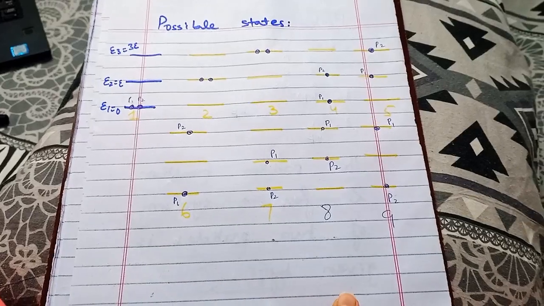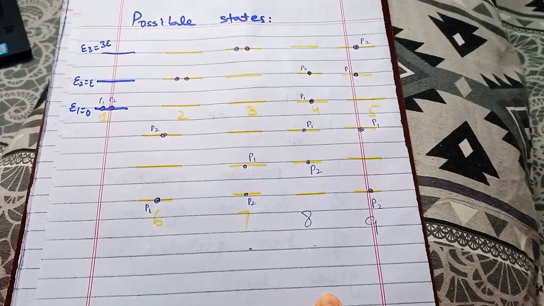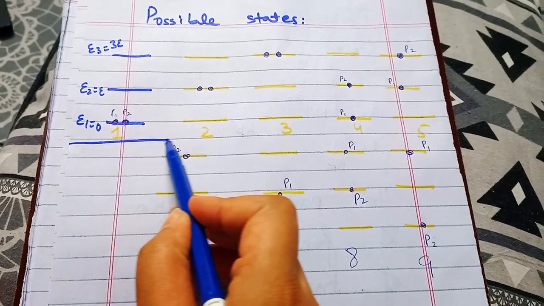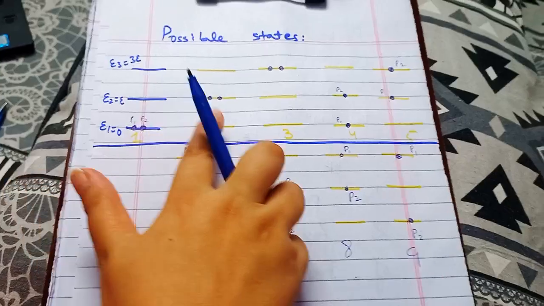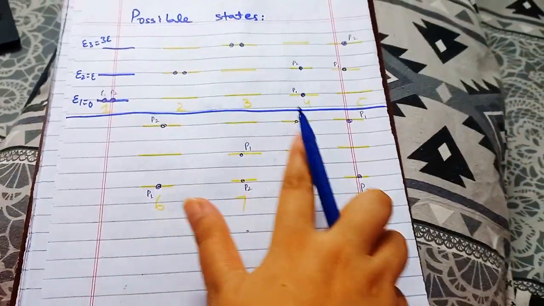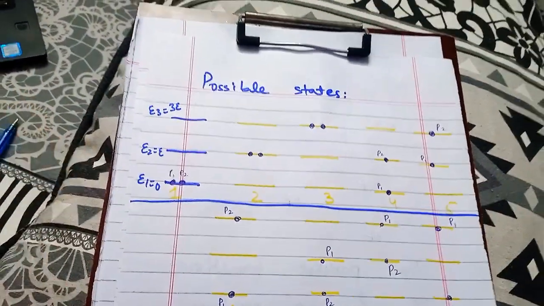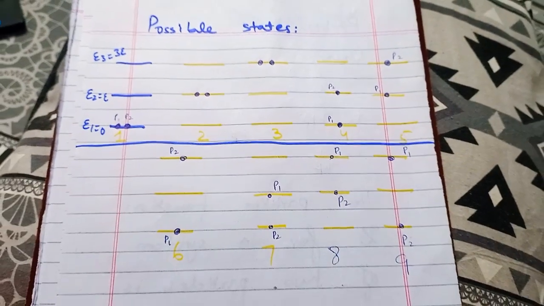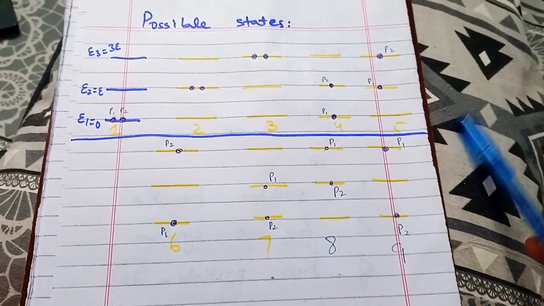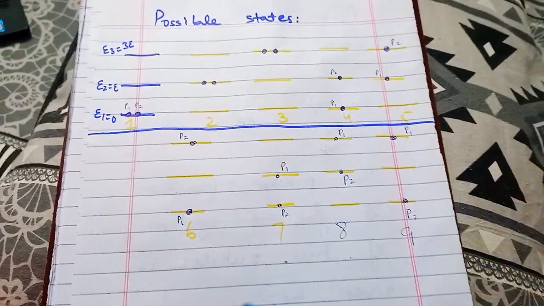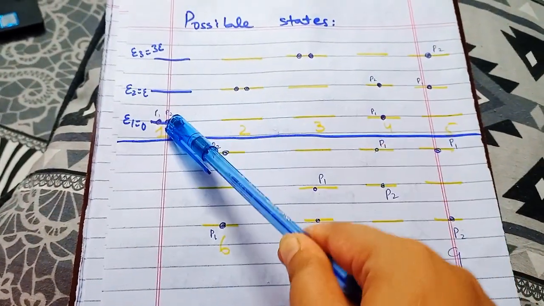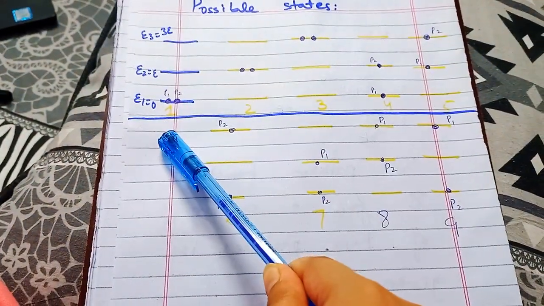Now we have enough data and we can easily calculate the partition function for all of the parts. Let me make a line here so that you can distinguish. This is the first state, second, third, fourth, 5, 6, 7, 8 and 9 different states. Now let's calculate the partition function. Whenever you want to determine the possible states a system could have, first of all see what levels are available. If there are 3 levels, make 3 lines here. If there are 4 levels, make 4 lines here.